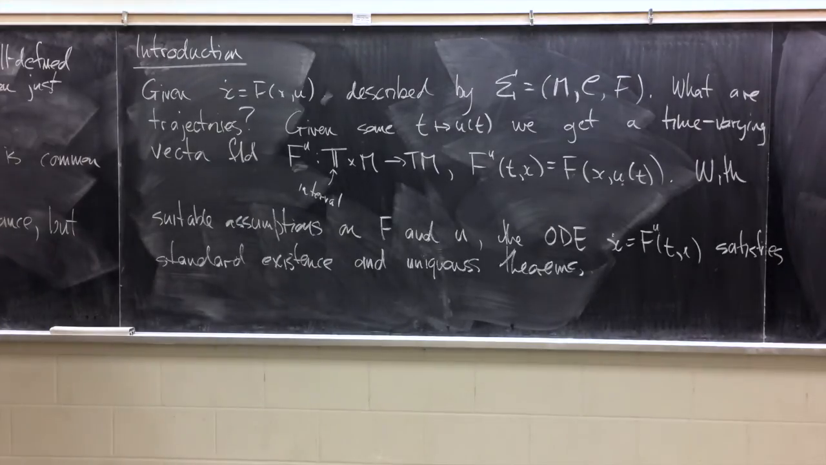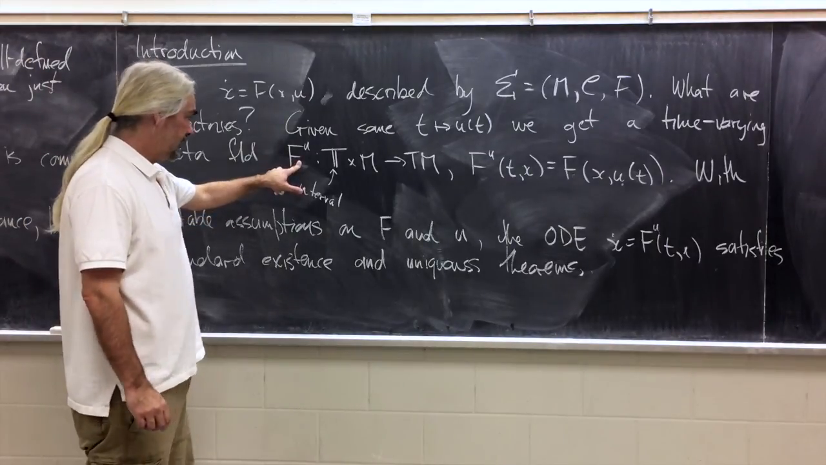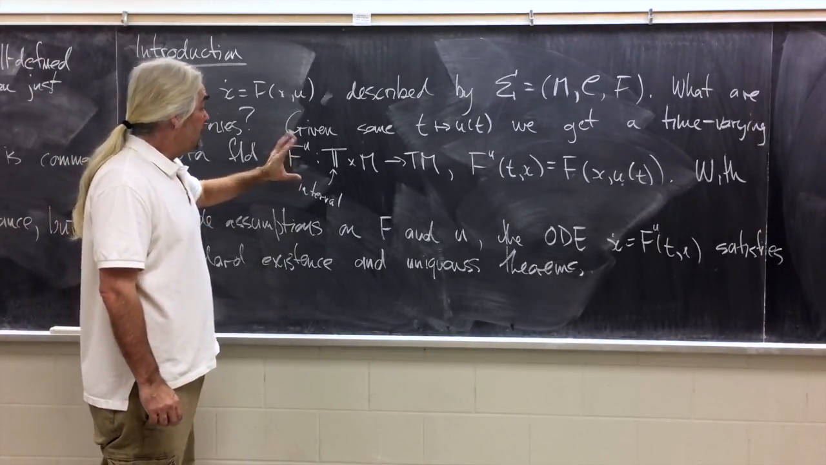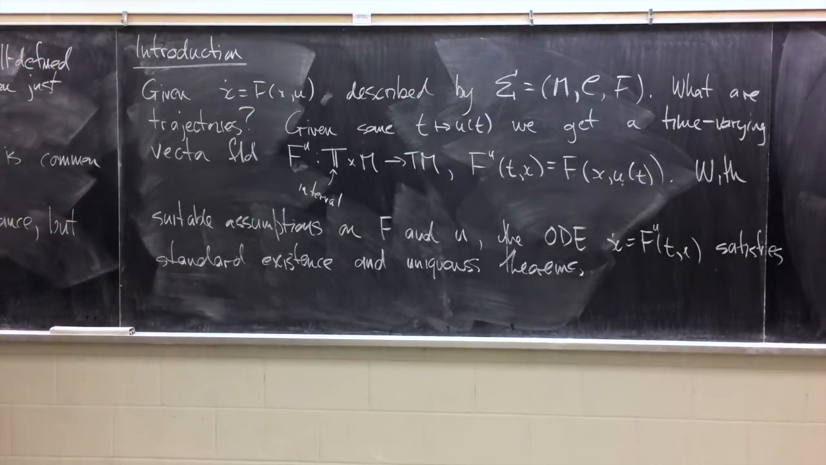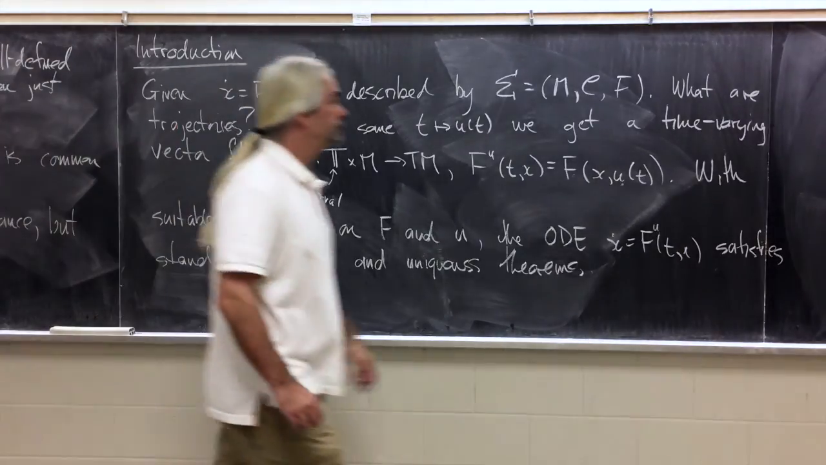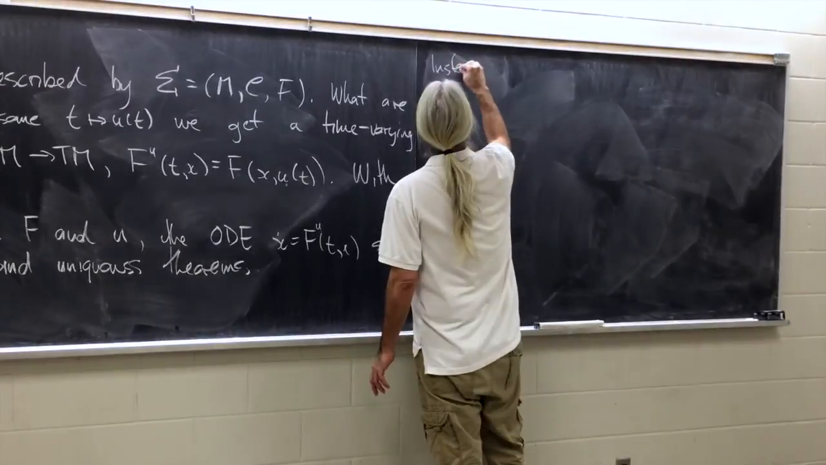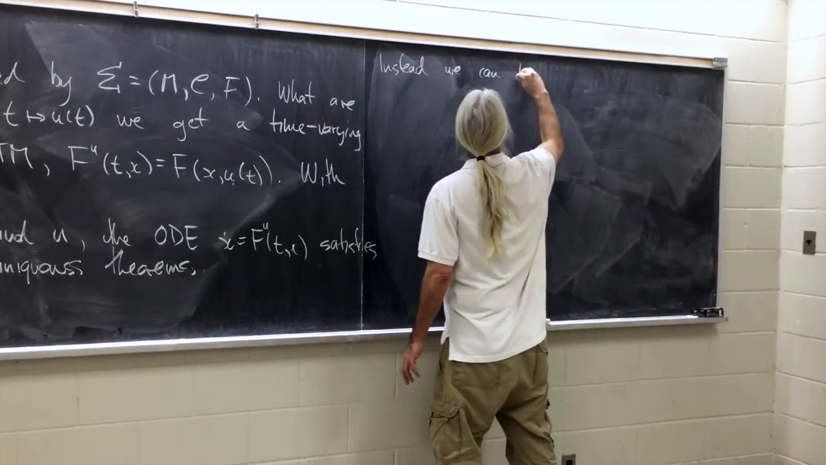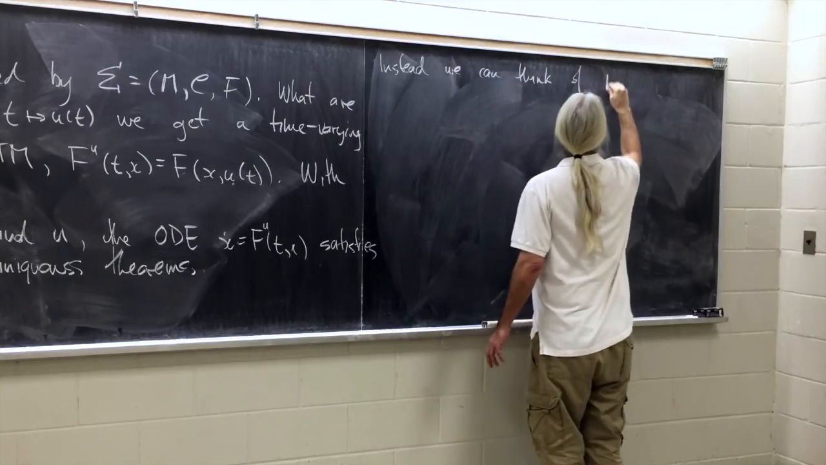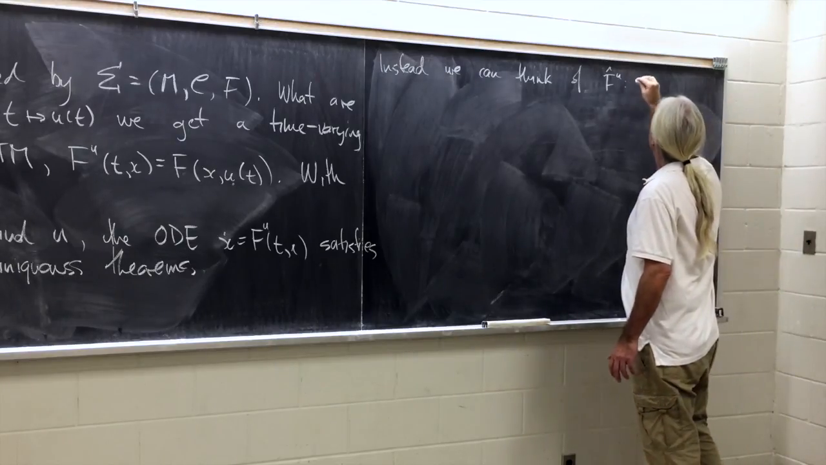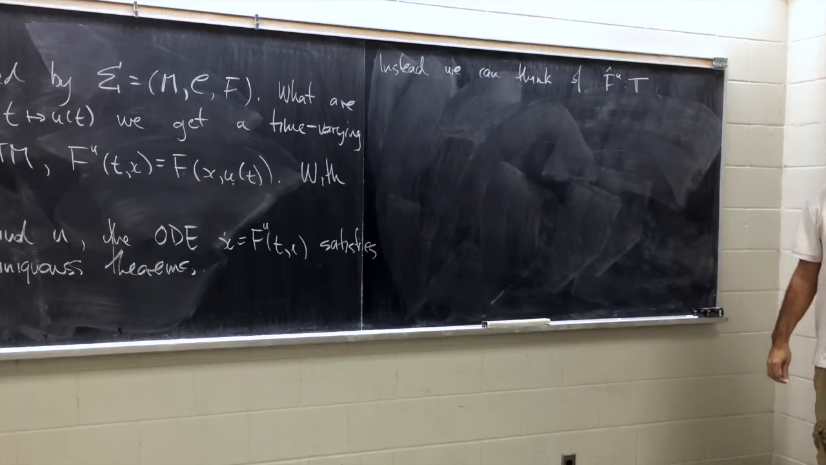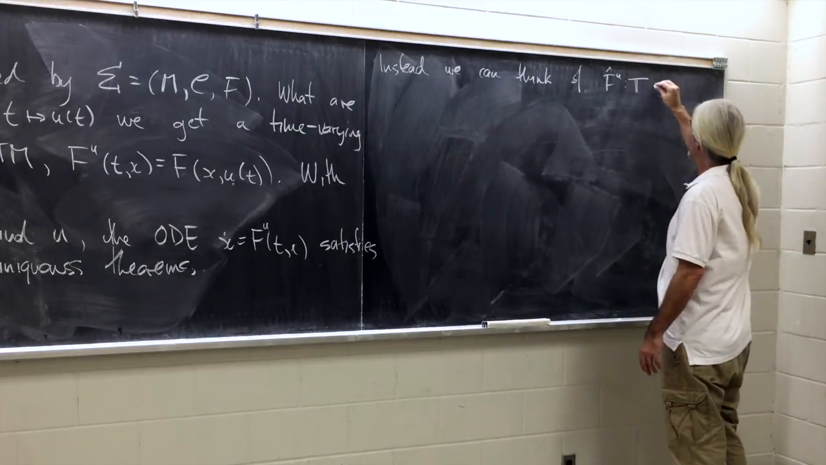What we want to do is look at this in a slightly different way. Rather than thinking of a time-varying vector field as being a mapping like this, we will think of it as a vector field valued function of time. Let's call that f hat. So f hat takes time and returns a vector field, and it does it in the obvious way.